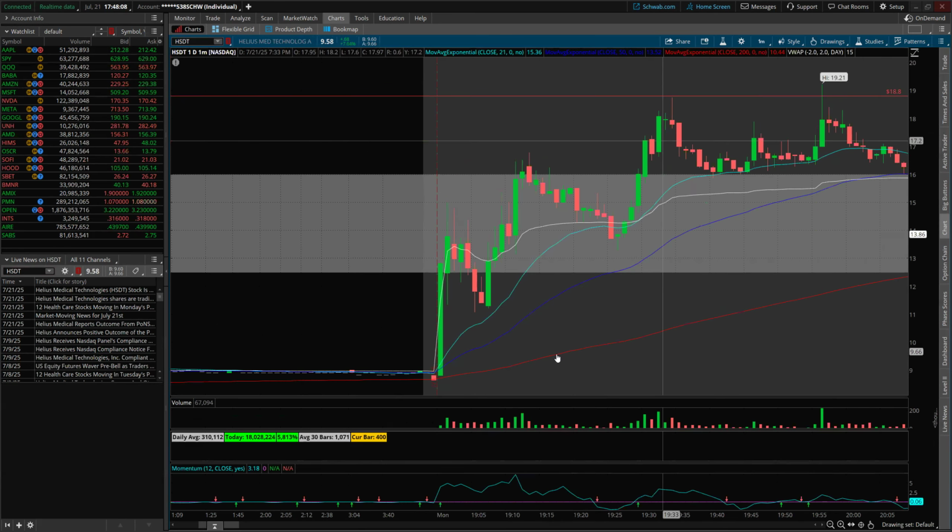It's impossible unless you added it the day before. It's impossible for you to have your entries over here. By the time you guys see it on the new scanner, the price is probably going to be at 12 plus already. Unless, again, you added it the day before. But TJ, would you know that HSDT was going to make this move? So why would you add it the day before?